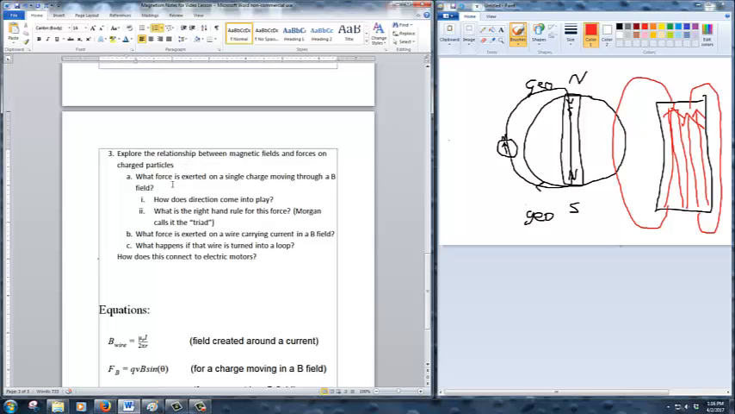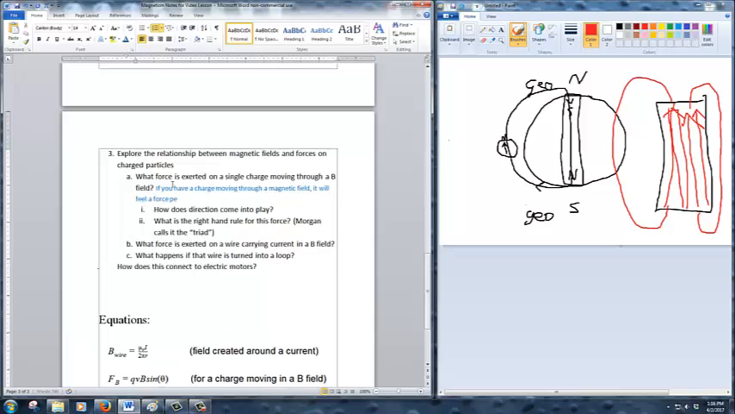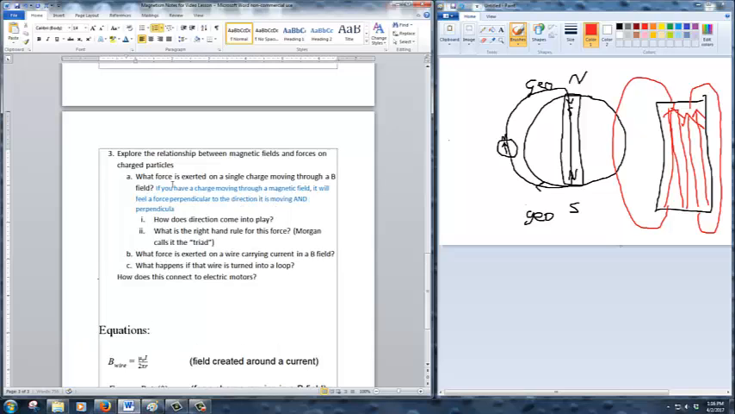So if you have a charge moving through a magnetic field, it will feel a force perpendicular to the direction it's moving and perpendicular to the B field. So how can it be perpendicular to both the magnetic field and the direction that it's moving? Well, it depends. You have to use another right-hand rule. How does the direction come into play?